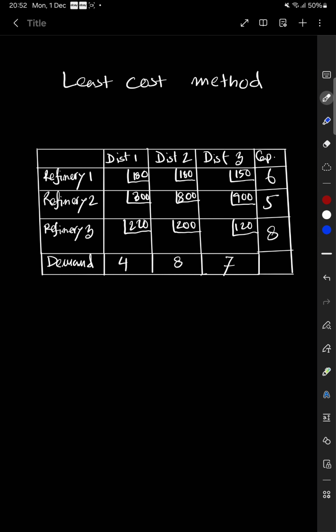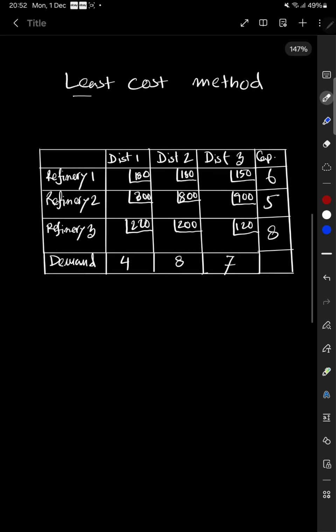Now let's have a look at the least cost method. This is another method of finding a primary solution or initial solution. So we are still solving the same problem. So I don't have to say further, I guess, about it. The name of this method is least cost method. Means first we'll choose the route that gives us the lowest cost.